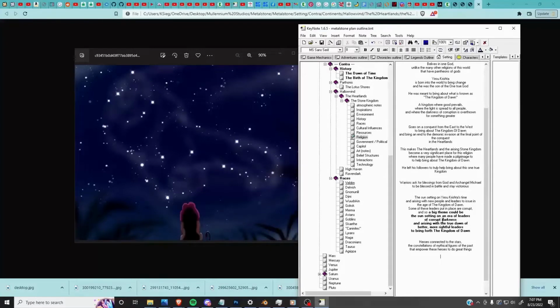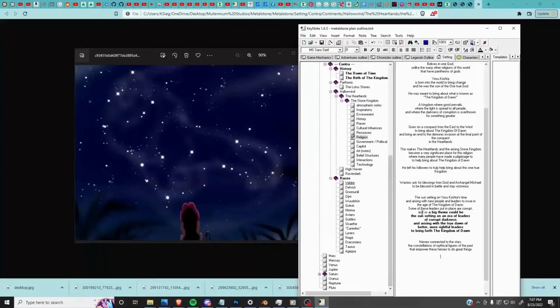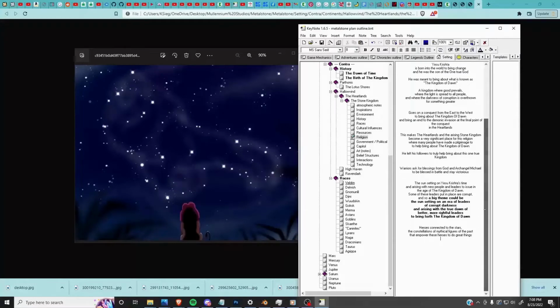So a good thing to do when you're world building just about anything is to ask yourself, what themes could it have? What themes could this kingdom have? What themes could this religion have? And ask yourself how those themes could actually play a part as themes in the story. So whenever you're world building and you come up with an idea that could play into a theme in your story, I would recommend putting it in bold in your notes, so you know that that's going to be a major point to build upon.